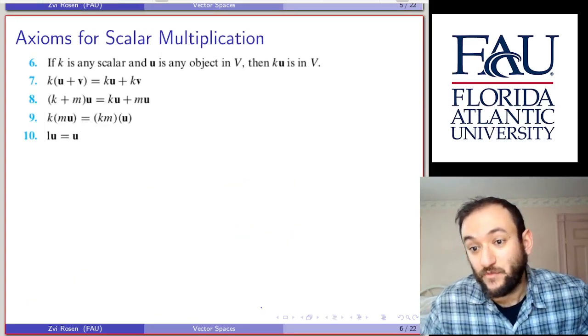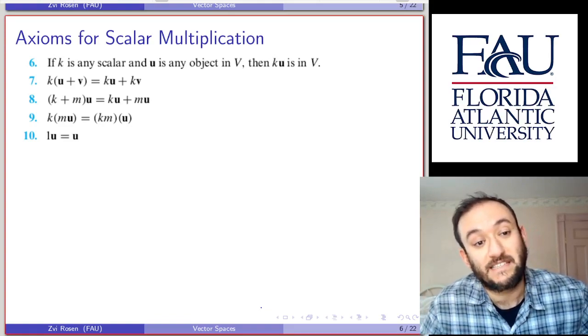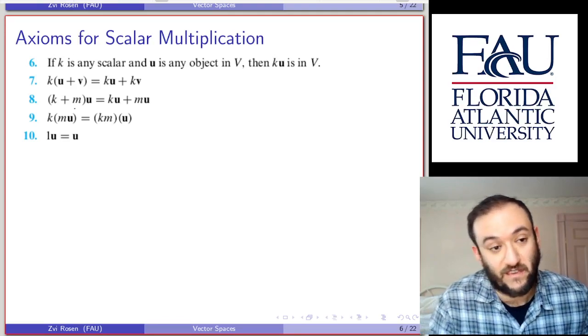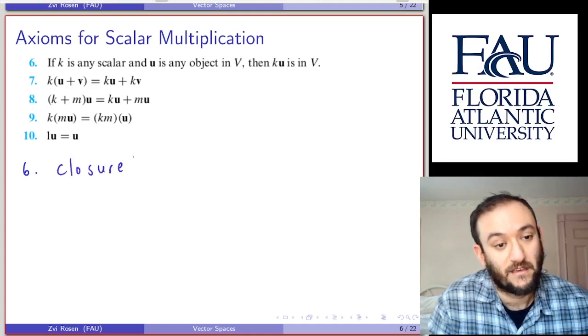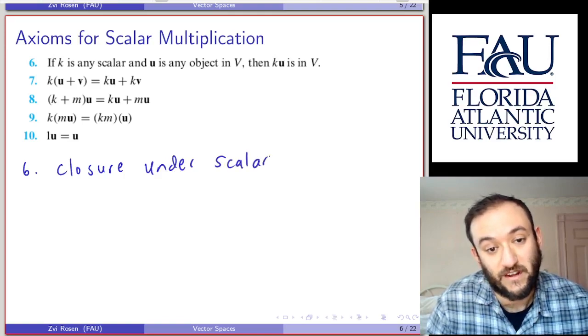Now we have some axioms for scalar multiplication, which is the other operation we have. So if k is any scalar and u is any object in V, then k times u is in V. So this is closure under scalar multiplication. It's the same idea as the closure under addition, just using the other operation.